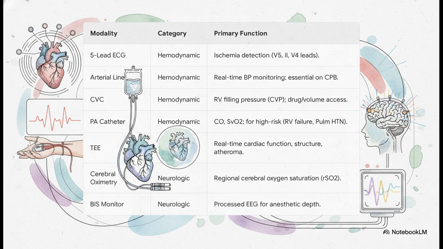But the real shift, the thing I want to emphasize, is that we've moved beyond just monitoring the heart. We are now focused on end organ protection. Cerebral oximetry lets us see brain oxygenation directly, so we can act before damage occurs. And sure, BIS can be a bit tricky with hypothermia throwing it off, but it's another valuable piece of data. This comprehensive approach is how we prevent those silent, devastating injuries.